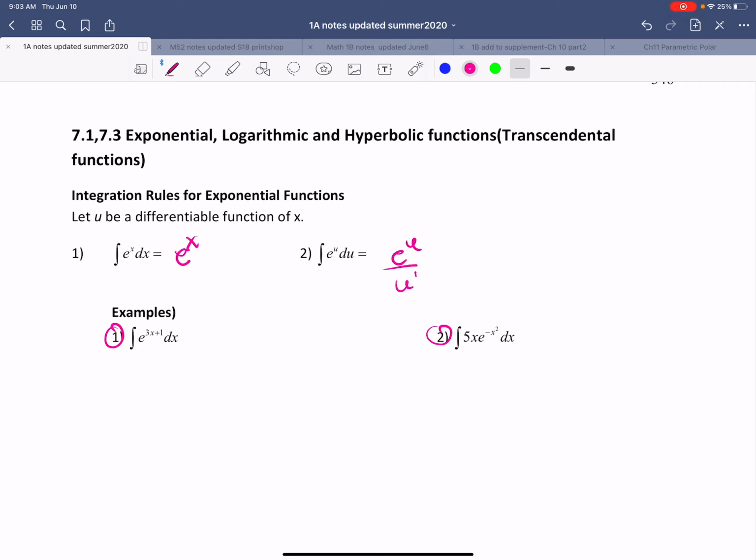Today we are reviewing integrals involving exponential log functions and inverse trig functions. So remember, the integral of e to the power x is e to the power x, just like the derivative of e to the power x is e to the power x.